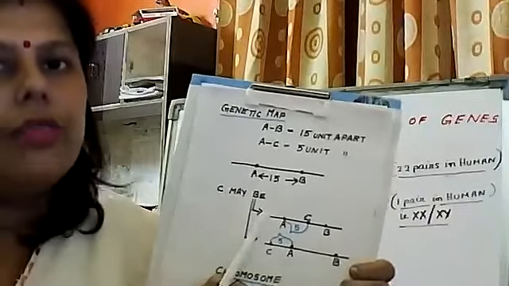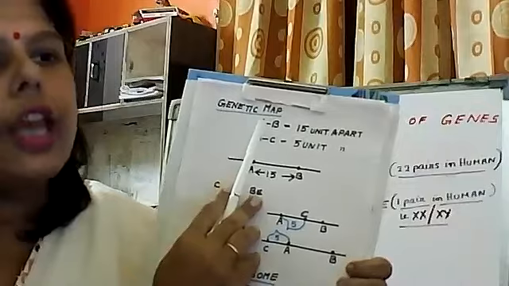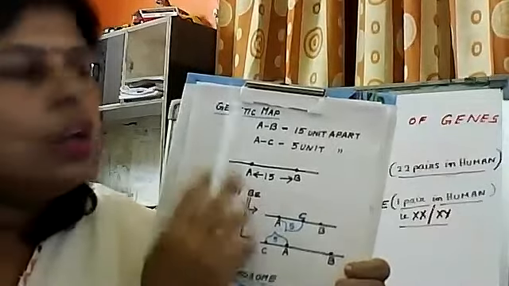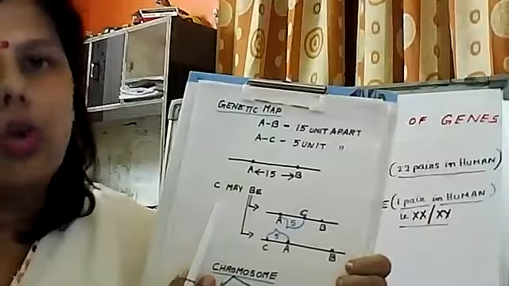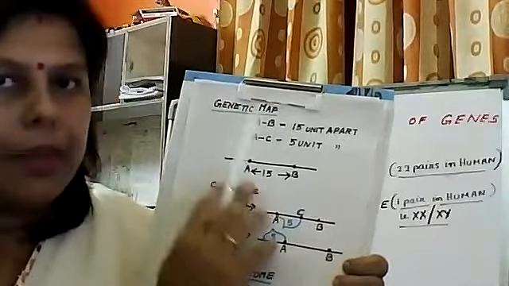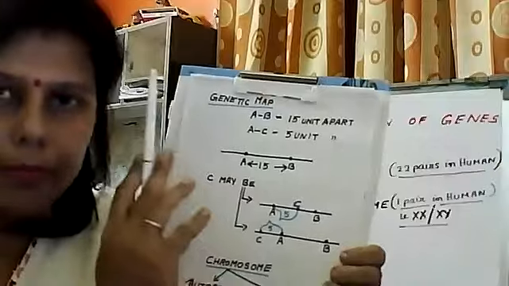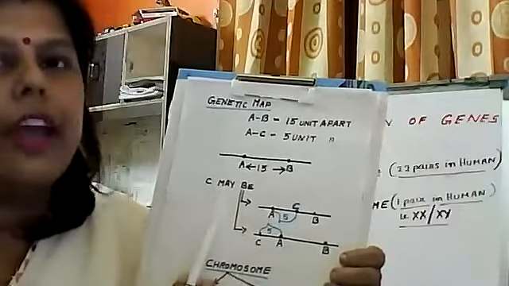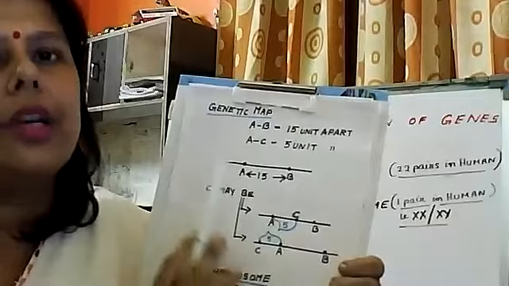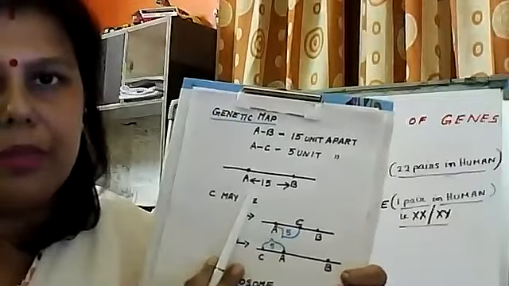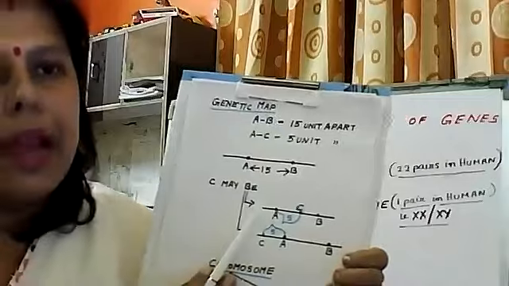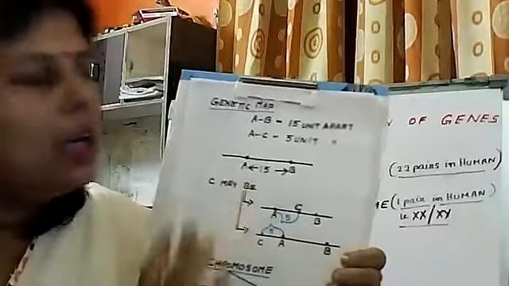Then the third thing we have studied is the genetic map. That means the graphical representation of genes within a particular chromosome, how they are located. By knowing the position of various genes in a particular chromosome, one can find out where the percentage of linkage will be maximum and where the percentage of recombination will be maximum. So this much about the linkage.